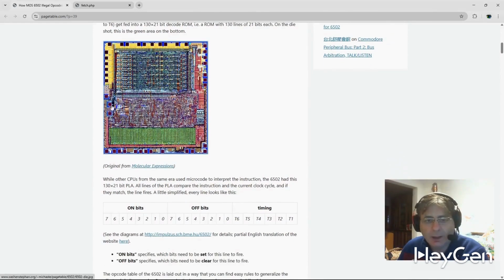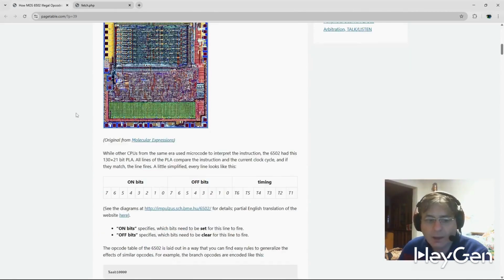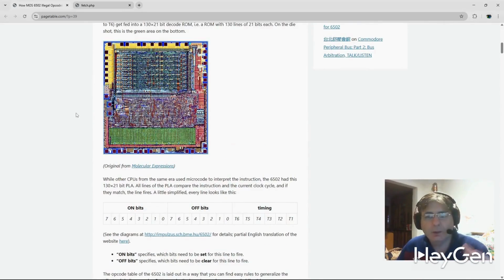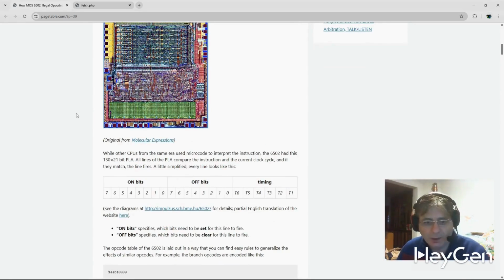Again, this PLA, the article tells us, is organized in lines, each of which checks certain conditions on the bits of the operational code. And regarding the cycles, however, I invite you to read it here because it is a more detailed explanation. If a line, so to speak, matches, then a control signal is generated. But this is a more engineering-focused discussion that is beyond our scope.